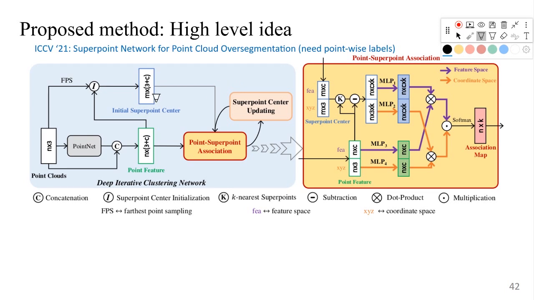So finally, we will have two superpoint centers. The first one is in the original XYZ coordinate, and the second one is in the feature space. Okay, so this is the superpoint center. And finally, we will do this block. It will estimate the relationship, the association map. We will discuss it later.